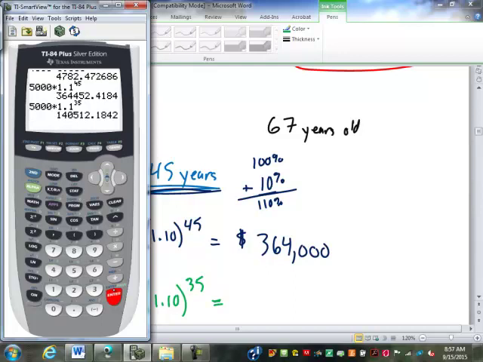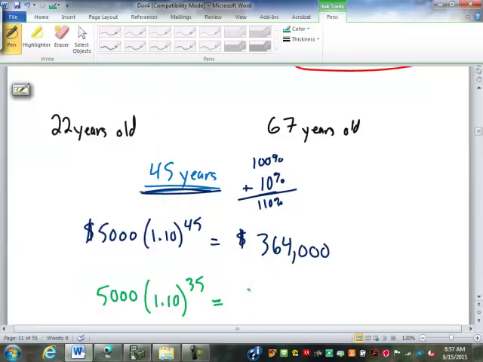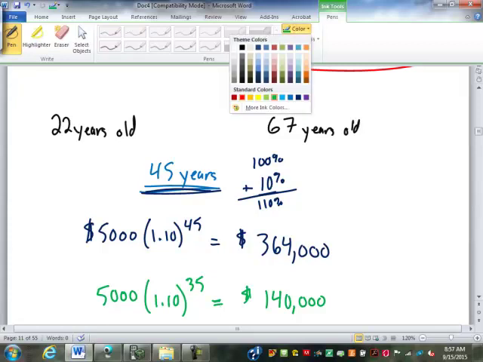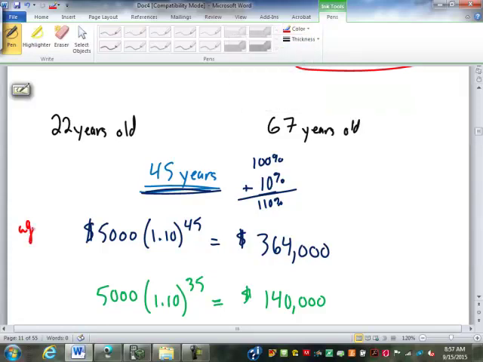It's kind of depressing. About $140,000. Way less than half, almost down to a third of what you would have had if you did it at 22. So this was age 22 here. This is if you didn't do it till age 32.